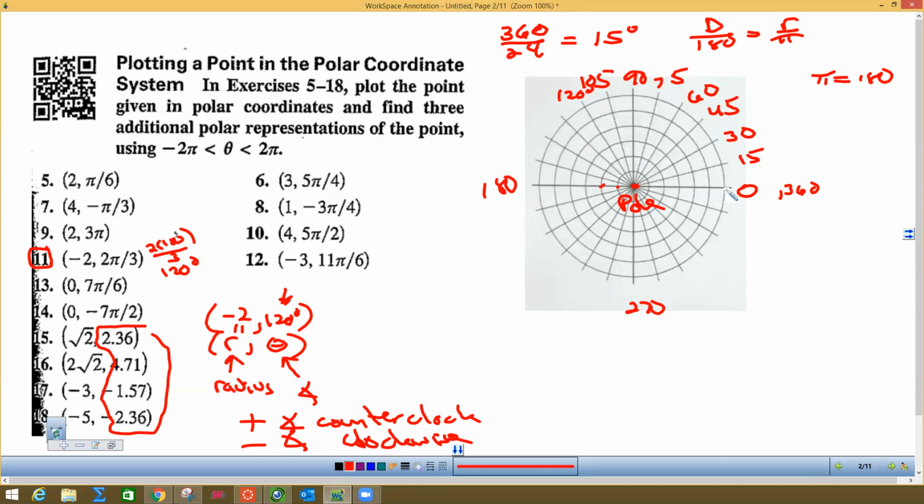Well, counting tick marks, that's 1, 2, 3, 4, 5, 6, 7, 8. So from here, I got to go down 8 tick marks. 1, 2, 3, 4, 5, 6, 7, 8. And I got to put a dot right there on that tick mark going out this way on the second circle because my R is 2. And then right here by this dot, you got 2 options. You can show me, hey, that's number 11. You put the number 11 by it if you wish to show me that's where number 11 goes. Or you can write the ordered pair, -2 and 2 pi over 3 by the dot.